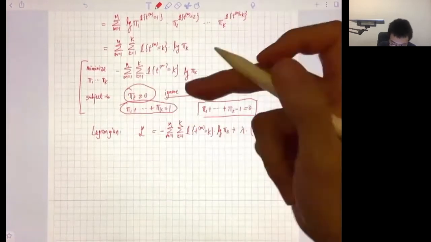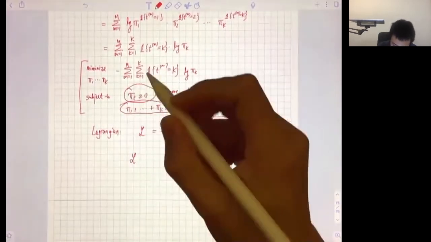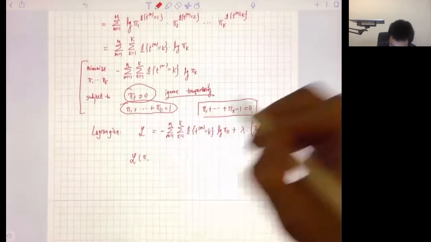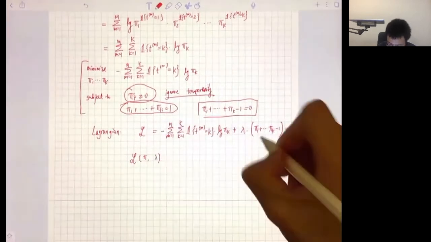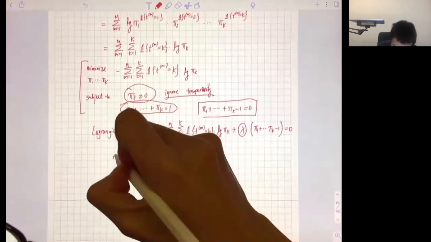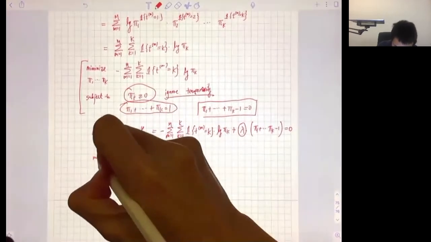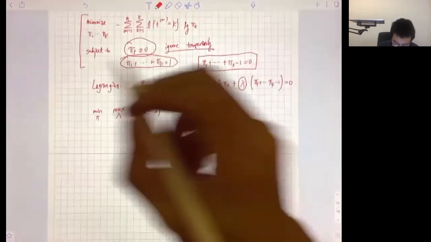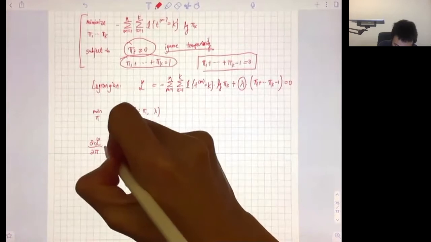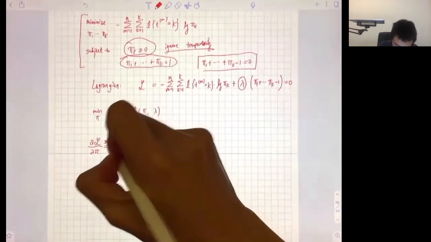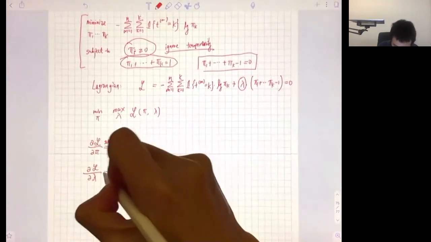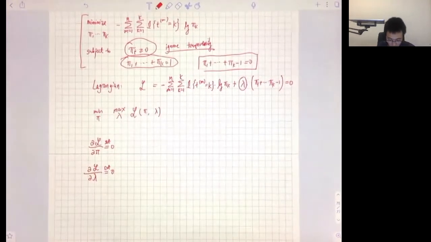Then the primal problem is the same as the dual problem, which is to maximize my Lagrangian. Here my primal parameters are the pi's, and my dual parameter is lambda, a scalar. I only have one constraint, so it should be the max over lambda and min over pi. I consider the partial derivative of the Lagrangian with respect to pi and set it to 0, and the partial derivative of the Lagrangian with respect to lambda, and also set it to 0.